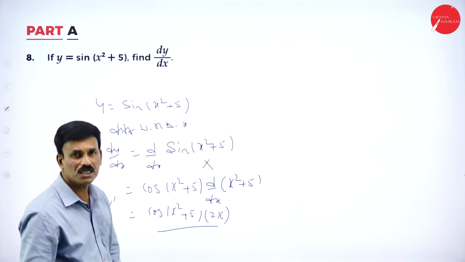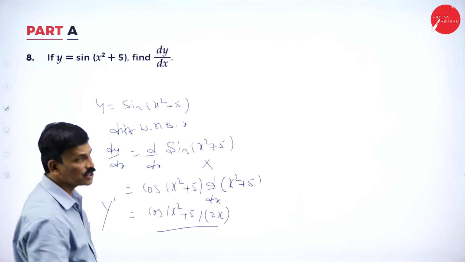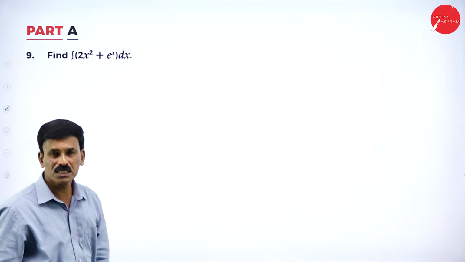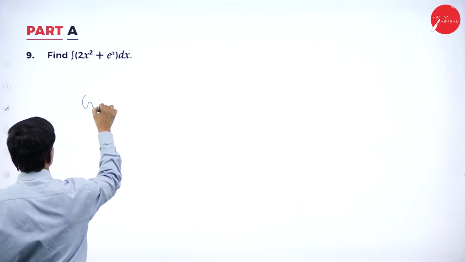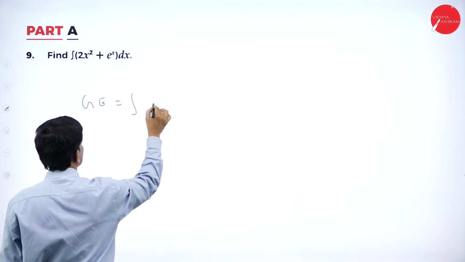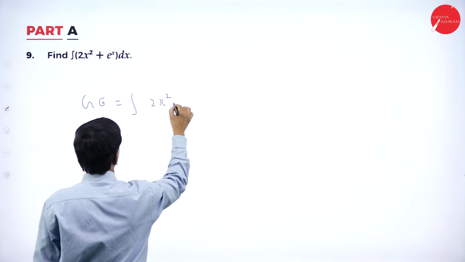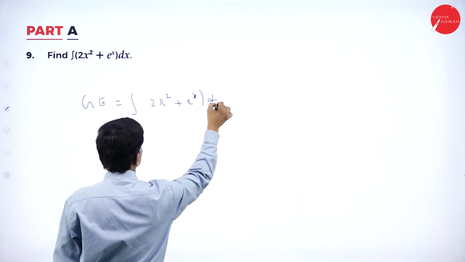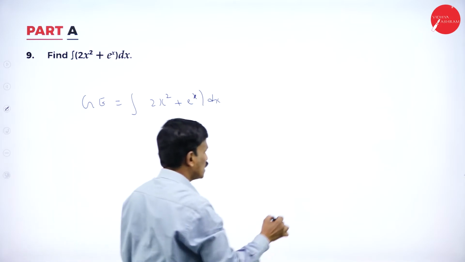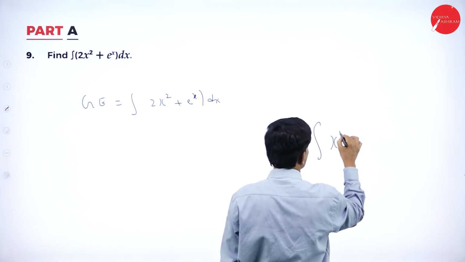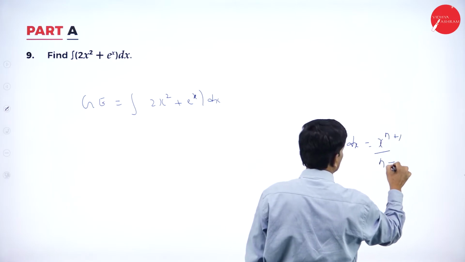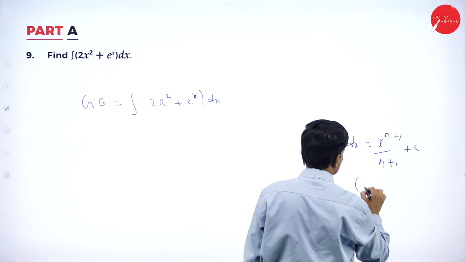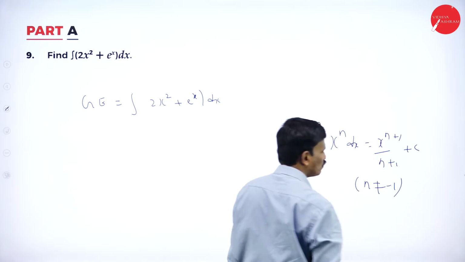Okay. Now let us come to question 9. Now this is from integrals. Evaluate or find the integral. What is the given equation? The given equation is integral of 2x square plus e to the power of x, dx. Now you know the standard integral of x raised to n dx is equal to x to the power of n plus 1 divided by n plus 1 plus c, provided n is not equal to minus 1.